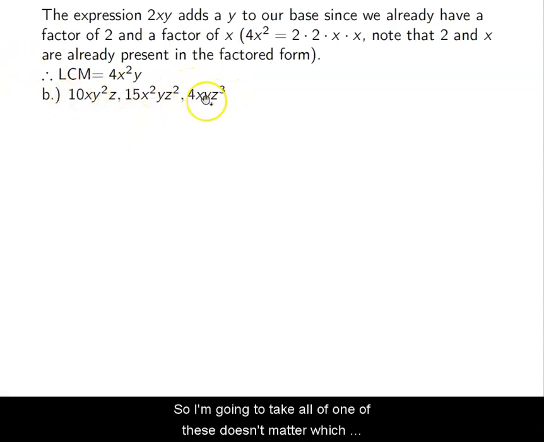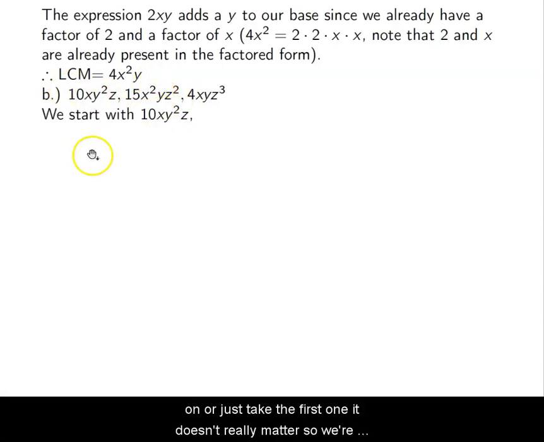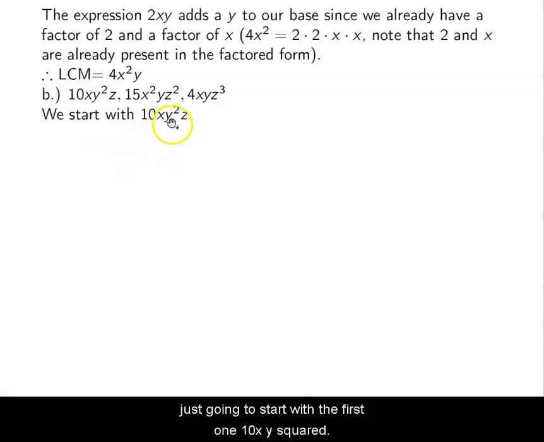So I'm going to take all of one of these. It doesn't matter which one. I just need to take one of these to start with my base. You can start with the biggest one, right? This one has a lot of stuff going on, or you can just take the first one. It doesn't really matter, okay? So we're just going to start with the first one, 10x y squared z. I'm going to come into my next term and say, what am I missing from what I have already?